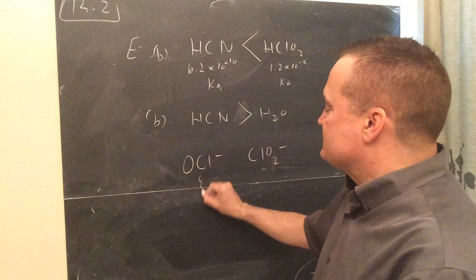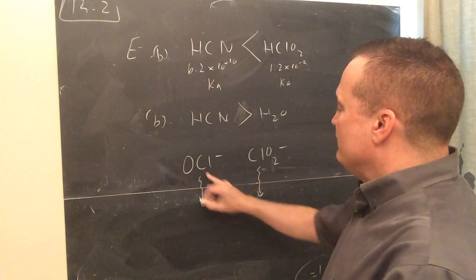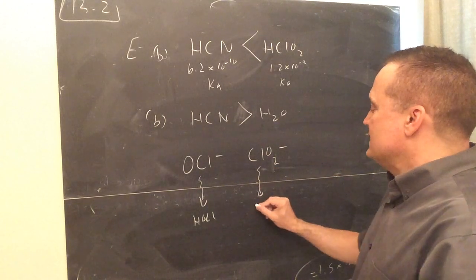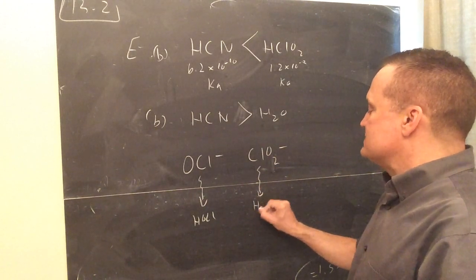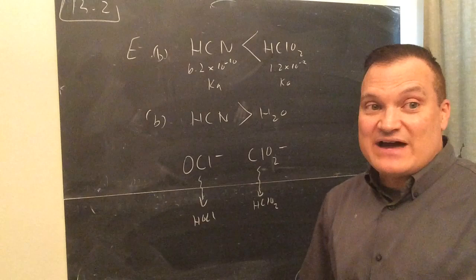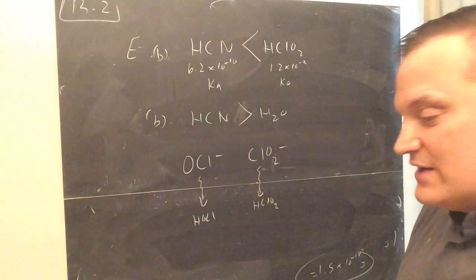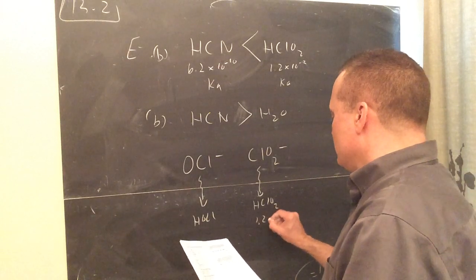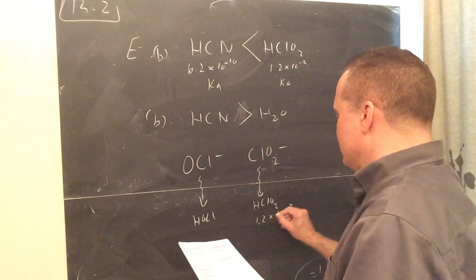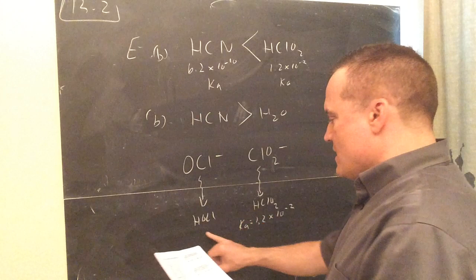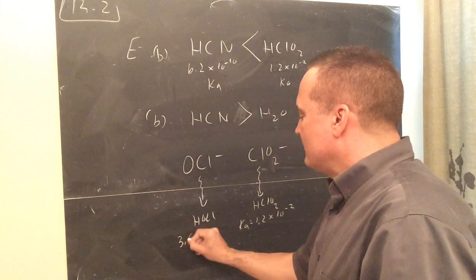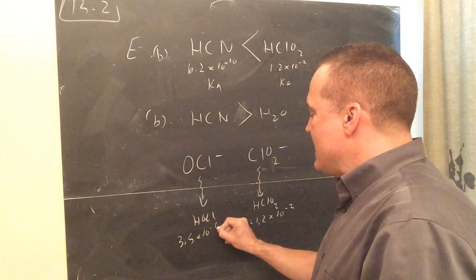Actually, let's think about this for a minute. Who's the conjugate of this? The conjugate of that is HOCl. Who's the conjugate of this? It's going to be HClO2. So now I've got to find those number values right there. For HClO2, the value is 1.2 times 10 to the negative 2, Ka. For HOCl, the value is 3.5 times 10 to the negative 8.